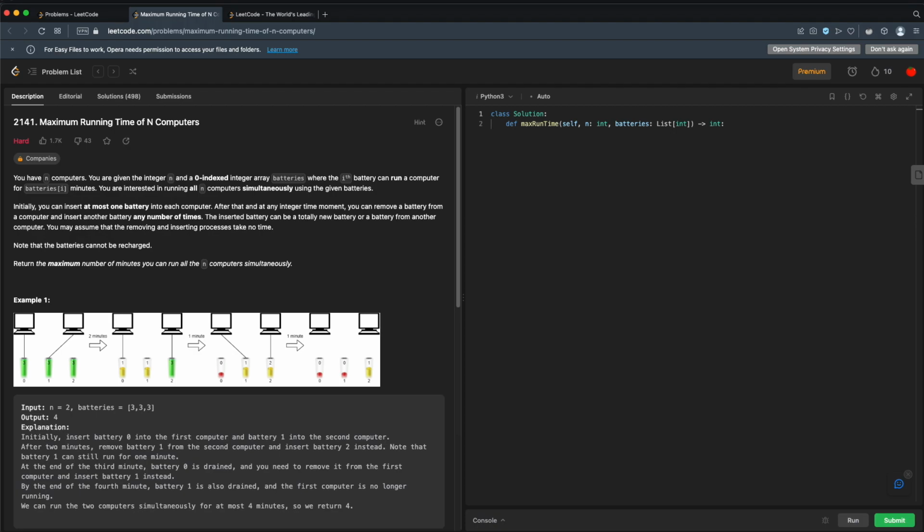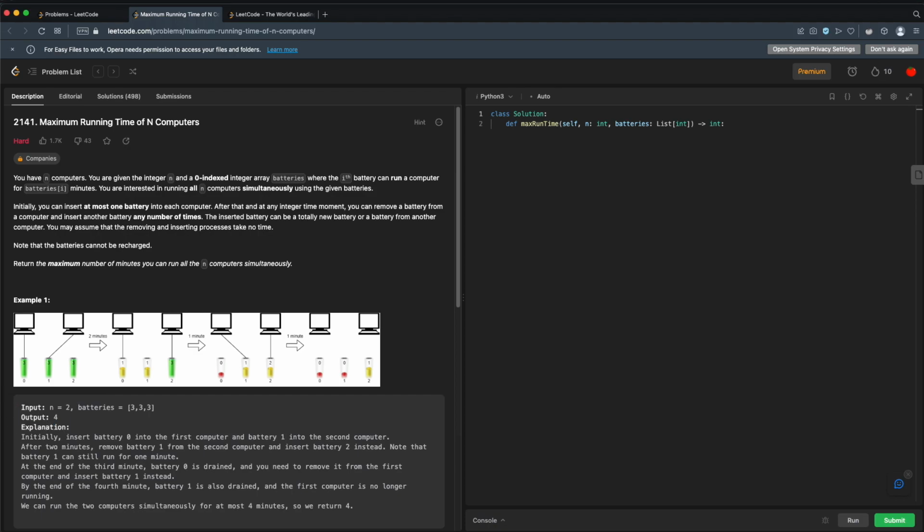All right, this is tricky. So let's take a look at one of these examples. We have 2 computers and 3 batteries, and each battery has capacity 3. So you might think, well, I'll just put one battery into each computer and we get 3 minutes total, and that's our return. We return 3 minutes. But they're putting 4 as their output. So how do they get 4?